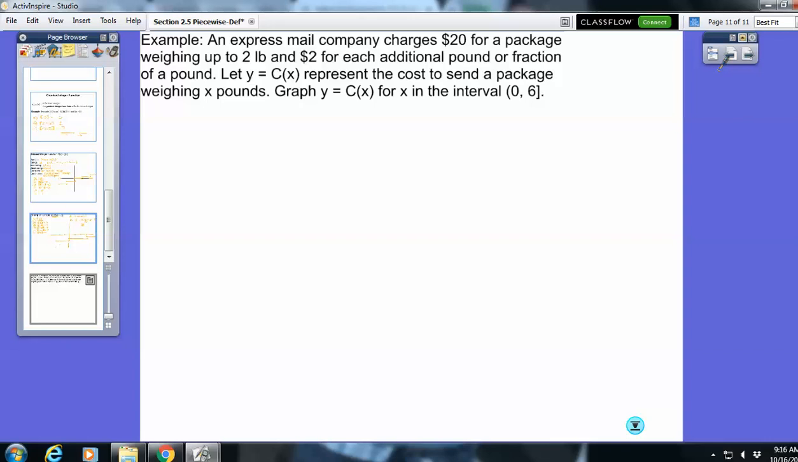The mail is an excellent example of a step function. Now, if I'm just going to put a letter in the mail, as long as it weighs under a certain amount, I just put my stamp on it. But then if it weighs too much, you have to start putting additional stamps on it, right? So if it weighs in this range, you pay X amount. If it weighs a little more, you pay this much. That's an example of a piecewise function. So let's look at this one. We are just supposed to graph this on the interval 0 to 6.